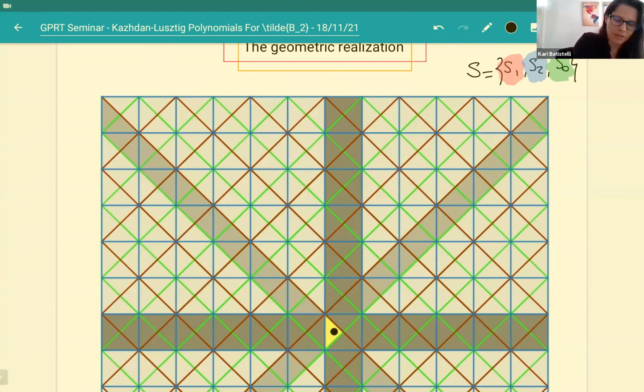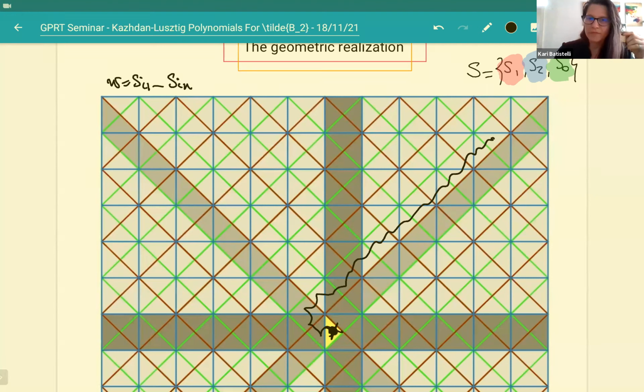If I have an element of the Weyl group written down like this, it doesn't have to be a reduced expression, just an expression. Then I can associate that element with a triangle in the plane by starting at the identity triangle, which is this yellow one, and crossing the walls of the colors that correspond to the involutions that show up. I'm going to identify W with the triangle in which I arrive. This is a good way to keep track of what is happening in a more visual way. That's one thing I want to share with you.